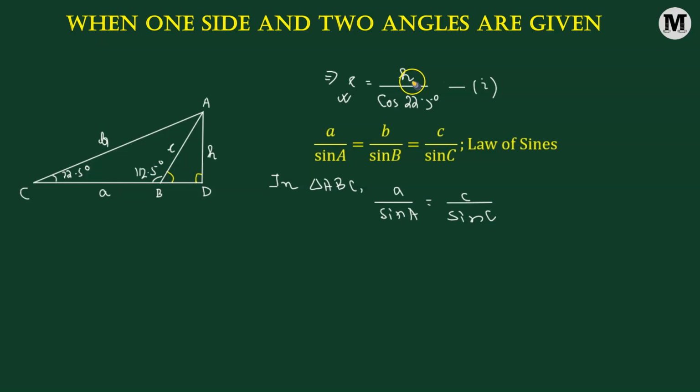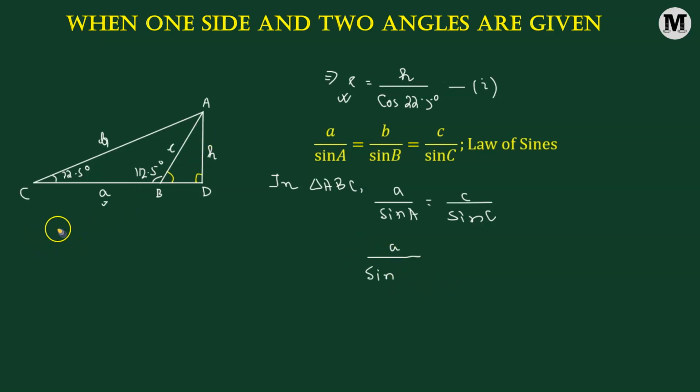It's in terms of the altitude, that's h over cosine of 22.5 degrees, so we can replace c with it here. And we are considering the ratio a over sine A because in the problem we needed to show that the base is twice the altitude. That means we need to have the side a here, so that's why we're choosing a over sine A. Now we need to find the angle measure of A.